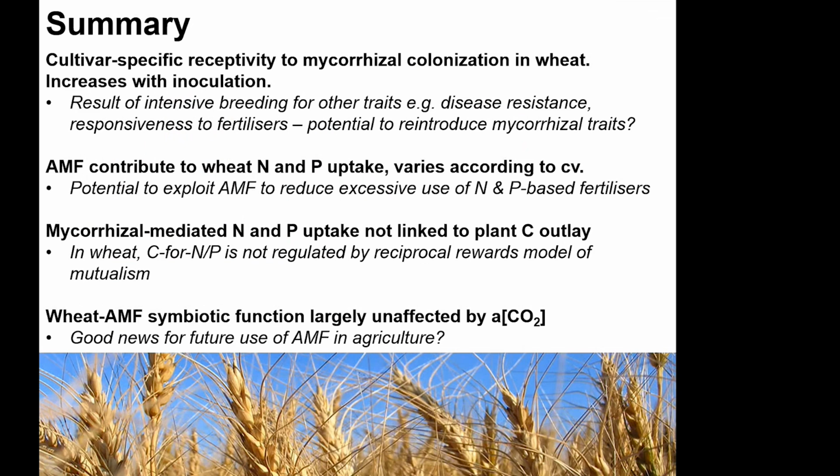Just to summarize those sets of experiments, we found that there was cultivar-specific receptivity to mycorrhizas in wheat and in barley, and that actually that increases with inoculation. We found that mycorrhizas were able to increase wheat nitrogen and phosphorus uptake, but this ability varies according to cultivar, which means we have the potential to exploit this ability in the future, maybe breed for these mycorrhizal responsive traits. We found that mycorrhizal mediated nutrient uptake was not linked to plant carbon outlay.